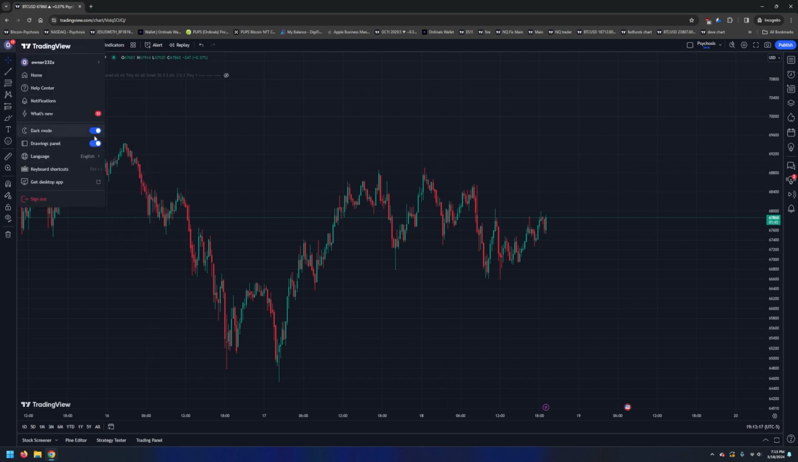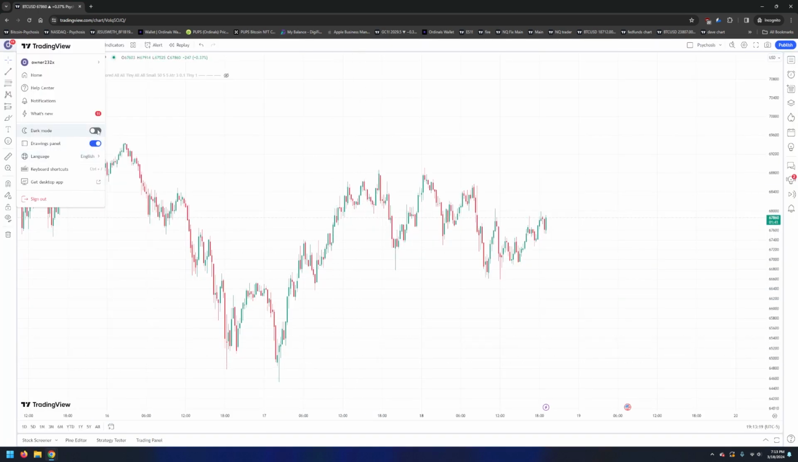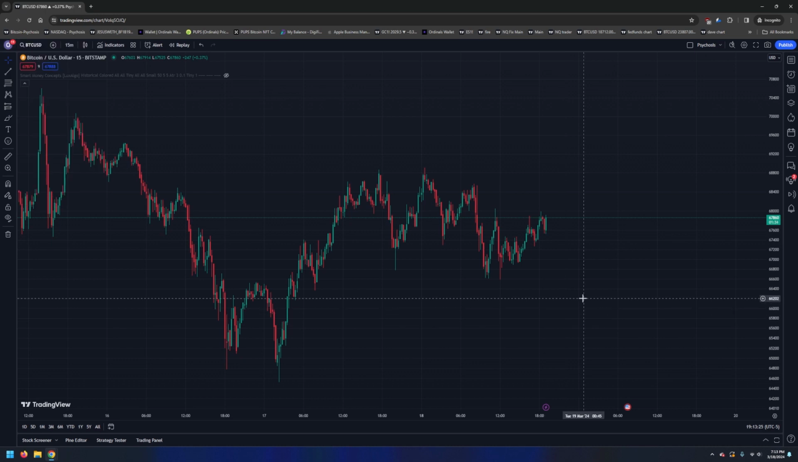If you're on here and your chart is all white, come up here to the top left, turn to dark mode. Do us all a favor. Do your eyes a favor.